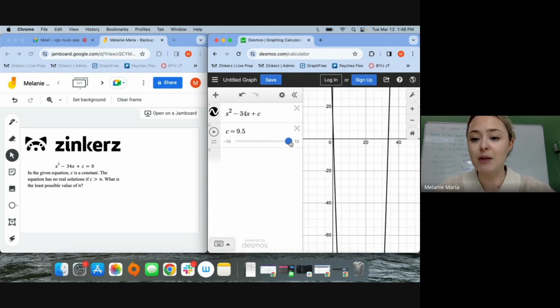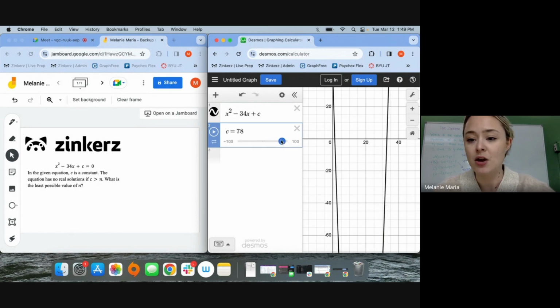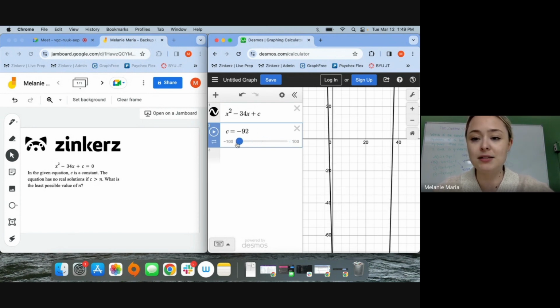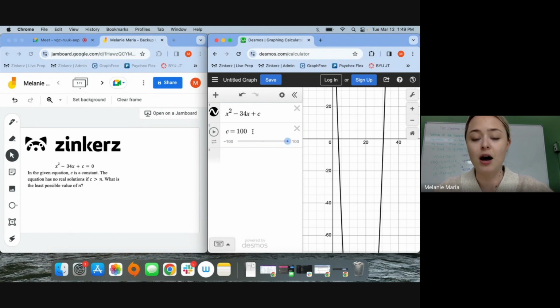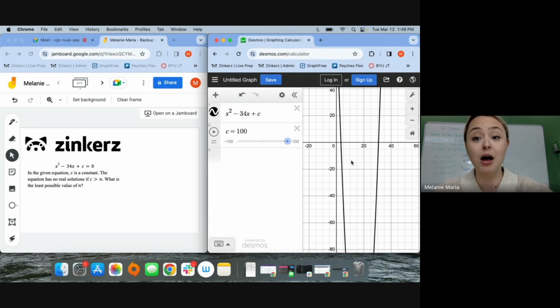And if I play around with this value of c, nothing is really happening here between negative 10 and 10. Negative 10 and 10 is kind of the default. I can click in and determine a new range for c, and I'm going to make it a little bit larger. Let's try negative 100 to positive 100, just to see what happens. We can see here that my parabola is moving, but my range isn't quite big enough to get this parabola above the x-axis.